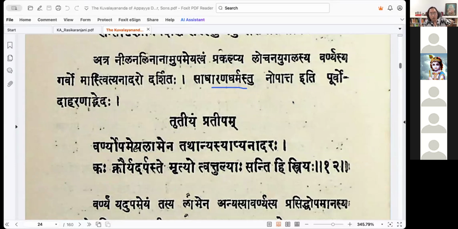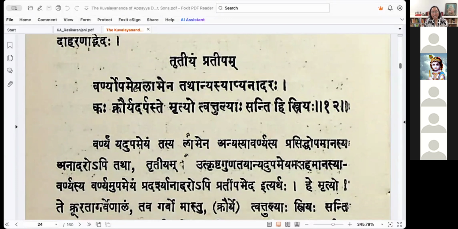Tritiyam Pratīpam. Varnya Upameya Labhena Tatha Anyasyapi Anadaraha. So, Varnya Labhena: here the original Padartha, which usually is the Upameya, is going to be taken only as the Upameya. Whatever is a Prasiddha Upamanam will be taken as the Prasiddha Upamanam. The only difference is you are showing a Tiraskara for the Avarnya, which is the Upamanam. So Varnya Upameya Labhena, you have gotten your Upameya here, which is your natural, whatever you want to describe. Because of that Labha, Anyasya, whatever is the Upamanam, you are showing an anadara or a disrespect towards the Upamanam.